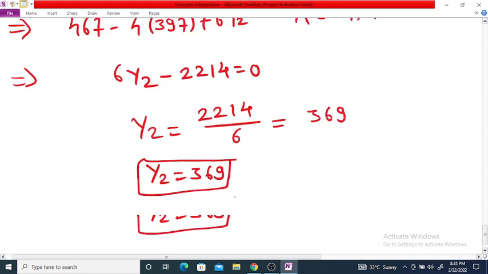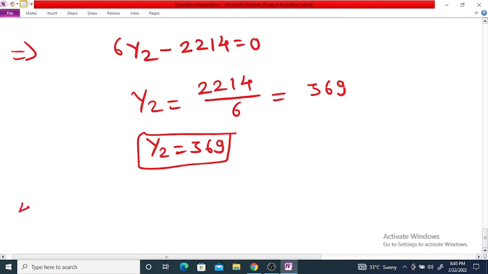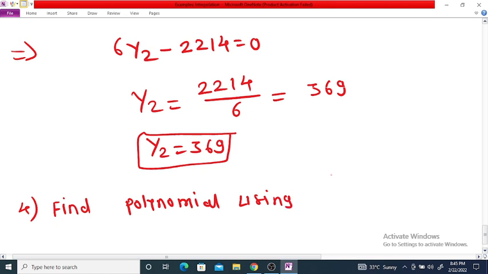The next example, number 4, is the last example. Here, find the polynomial using Lagrange's interpolation formula.